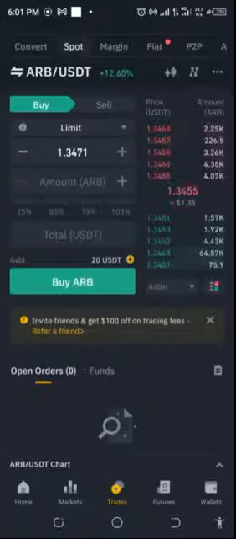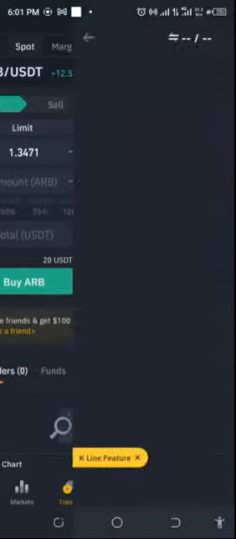Yeah, today we're on another episode of spot trading on Binance. And what are we going to be using today? We are going to be using ARB USDT. All right, let's go to the charts and see what we have.